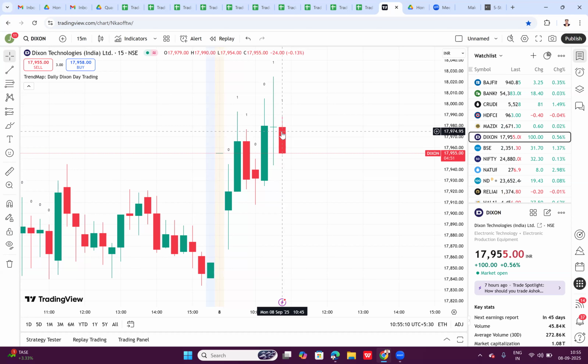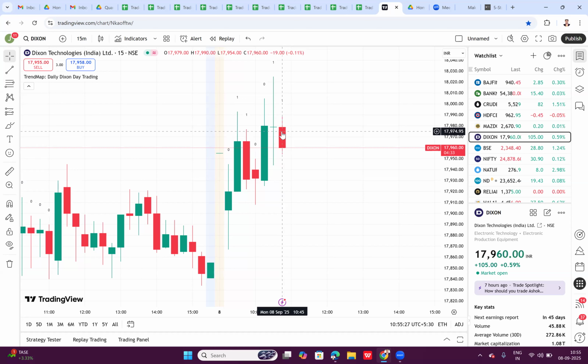If at the close of candle 0 is available, then we will consider it as a 0. So at the close of the candle only we have to check. This Dixon indicator always provides us a proper trade between 9:45 to 11 a.m. Means at the close of candle, first we have to check. If a trade is available at 9:45, then we will not check any other candle.